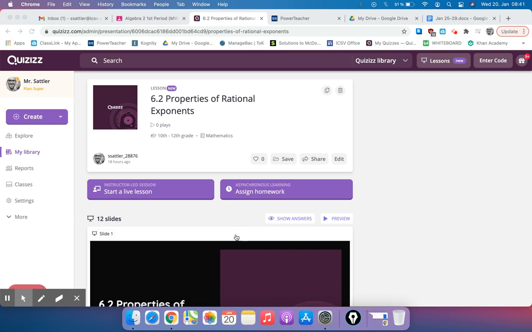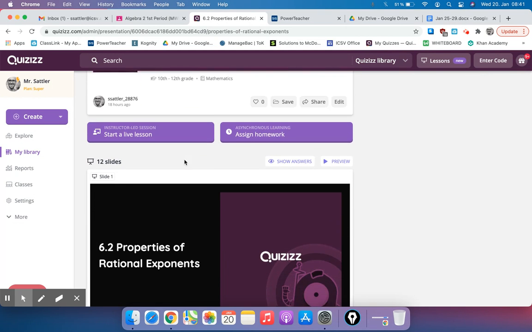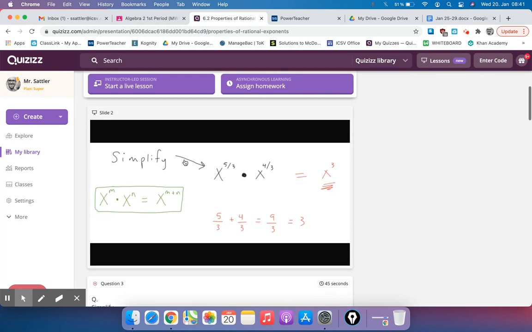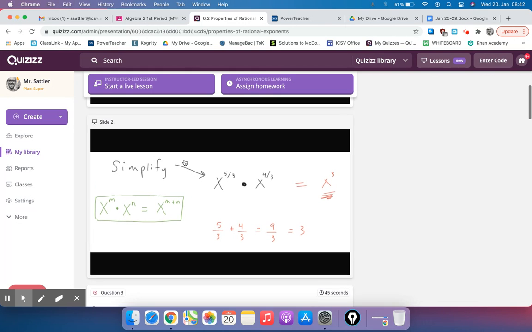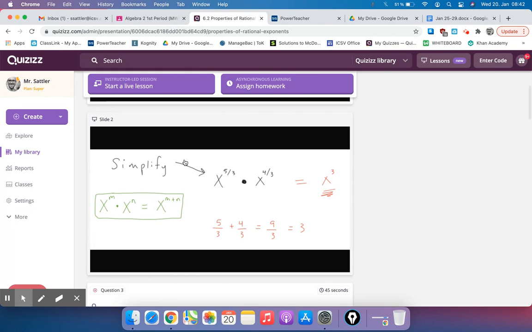So in this video, I'm going to go through the 6.2 properties of rational exponents in case you missed something in class or if you were absent. So here we go. The first example, so we've got rational exponents. Here's the problem right here. Simplify x to the 5/3 times x to the 4/3.